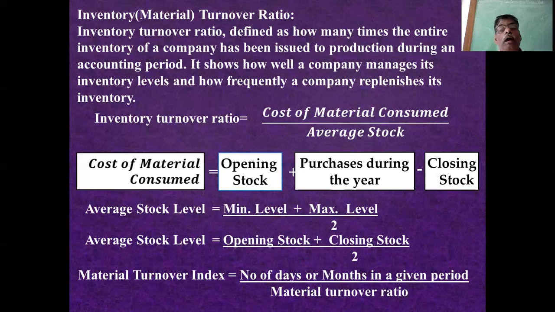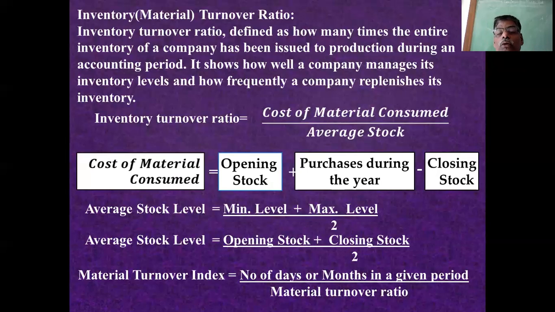After this you have to calculate material turnover index. Material turnover index is the index in days or months or weeks or years. How many days will the stock remain with you? How many days are required to replace the stock? After every how many months or weeks do you have to replace the stock, that is, purchase it into stock? That is called the material turnover index.